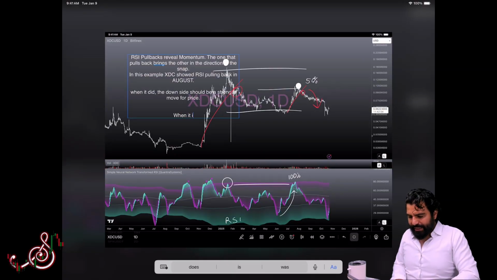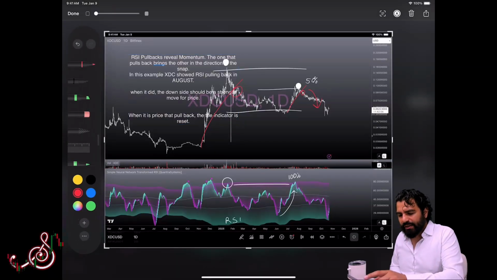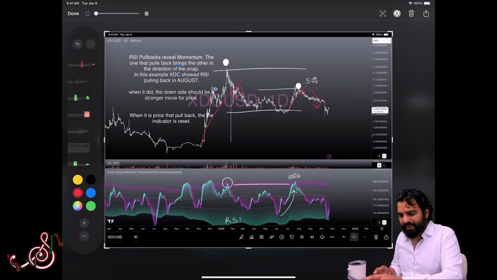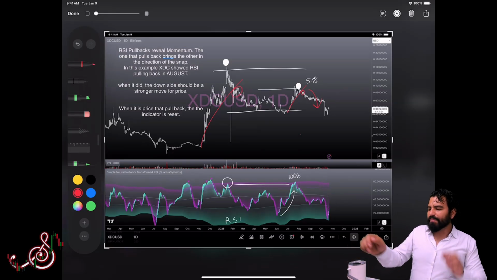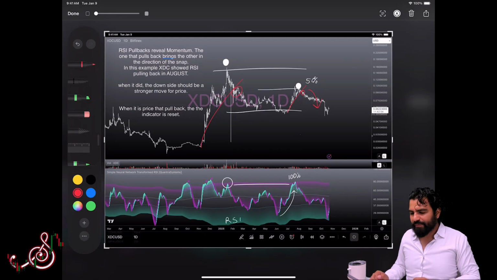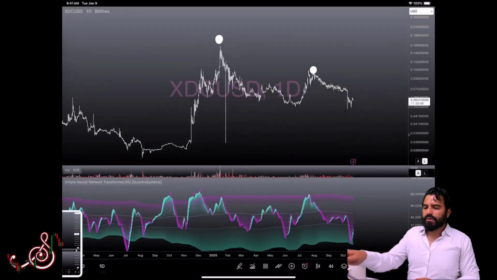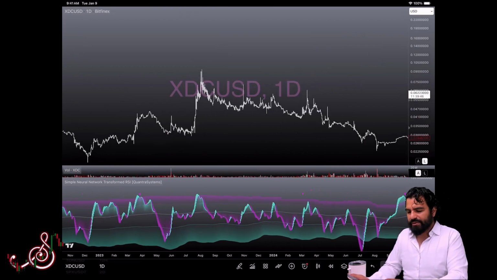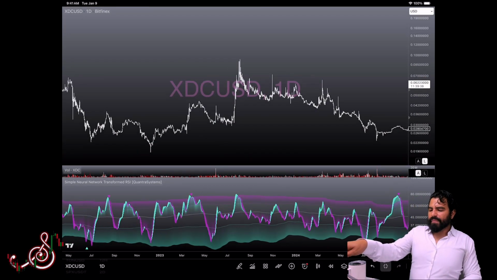When it is price that pulls back, then the indicator is reset. So sometimes it's just RSI that needs to reset, and sometimes it's the price itself that will reset. Let me give you an example of price pulling back and RSI resetting. Okay, let me move here. This will be probably a good area for us. Yeah, that's a good example.